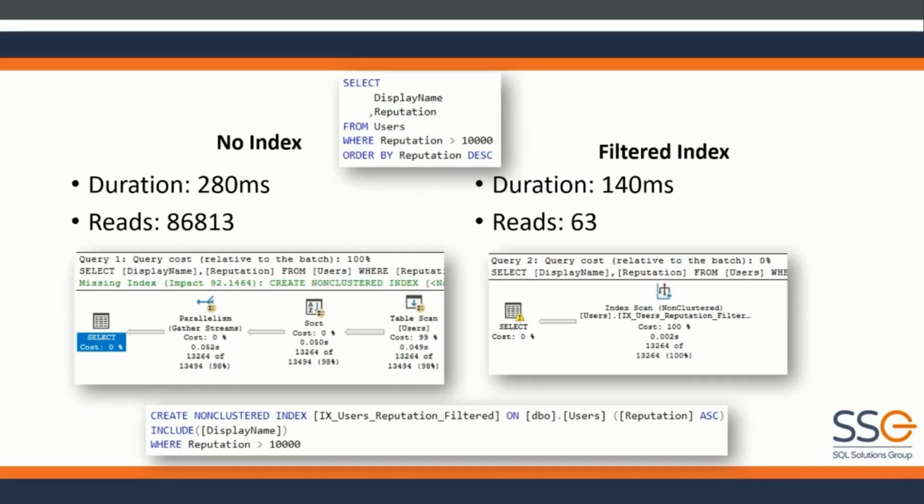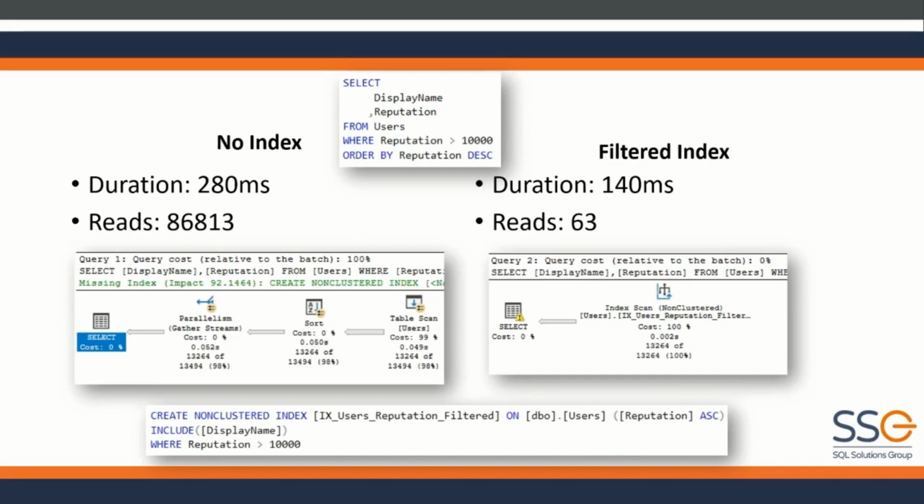Now, at the bottom, you can see the index that I created here. It's indexed on reputation and includes the display name, because we're not searching using display name, we're searching using reputation. That's the predicate. So that's what we want to index. We're just returning display name. It's along for the ride. We can just include that in our index. But the filter looks for reputation is greater than 10,000.